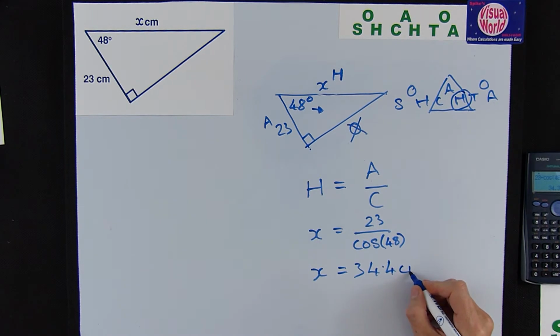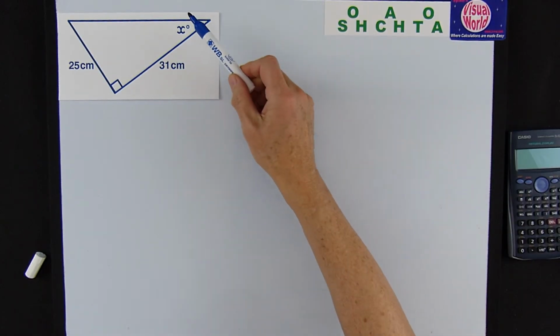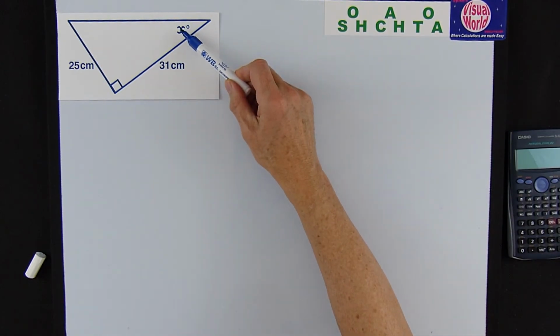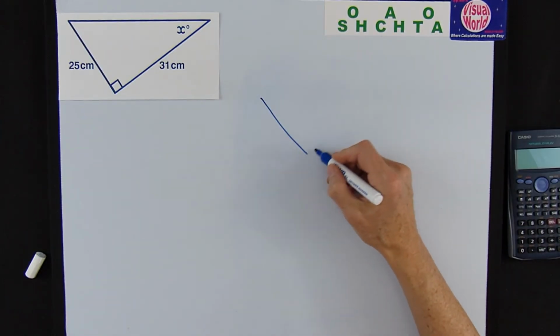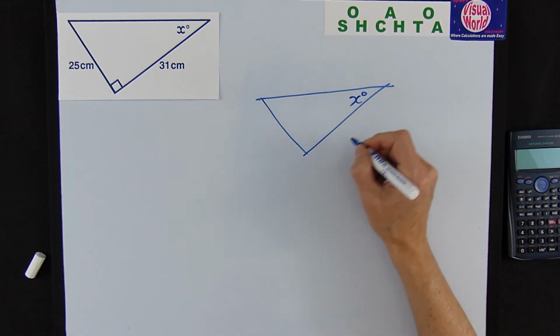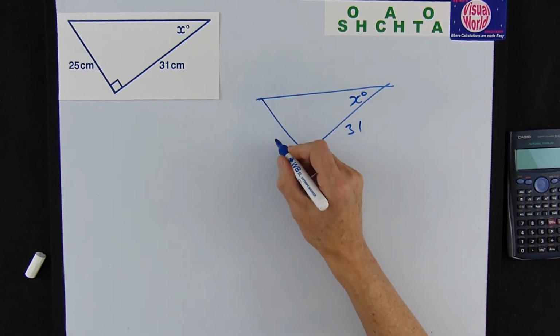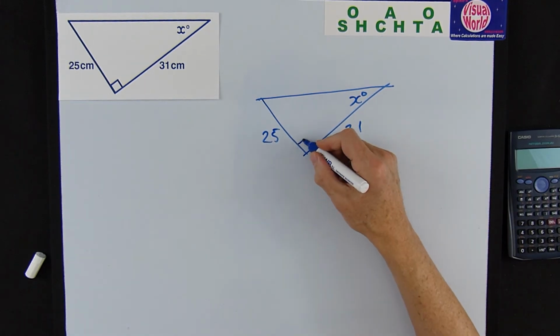Again, you see how easy it is. The last example we're going to do is finding the angle. In this final example, we're going to do one where we're finding the angle. We just start off the same as normal, draw your triangle, put in your X degrees, put in your 31 and put in your 25. Name the sides as usual.